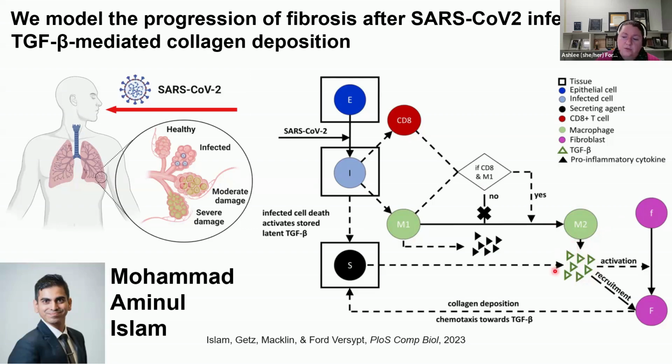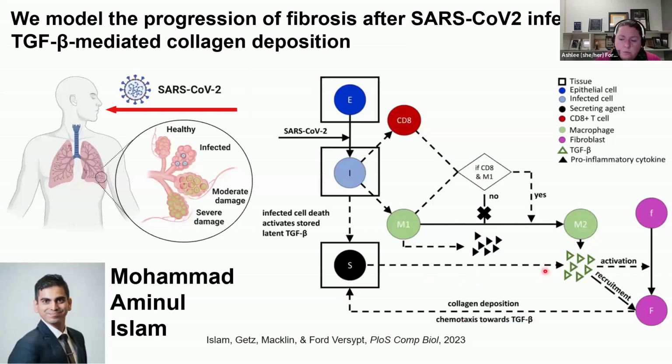secrete various factors that lead toward, and we are considering TGF-beta as the main one of those, to recruit and activate fibroblasts that are already in the tissue and from other tissues that then come in and heal the wound. They're depositing more collagen. If that doesn't turn off, that can lead to extended fibrosis.